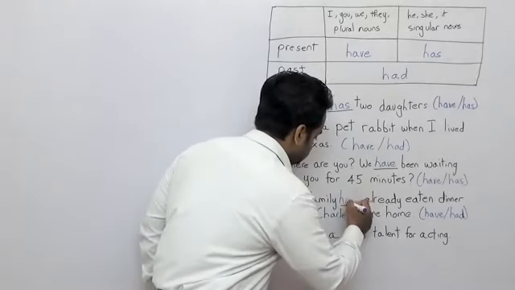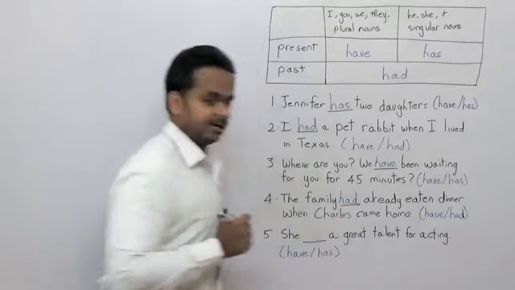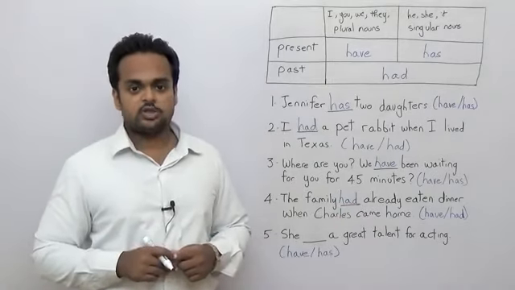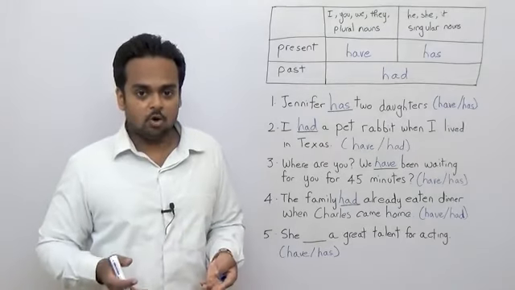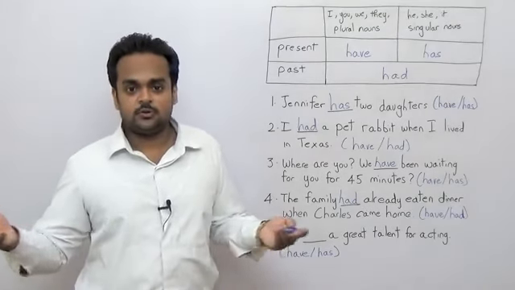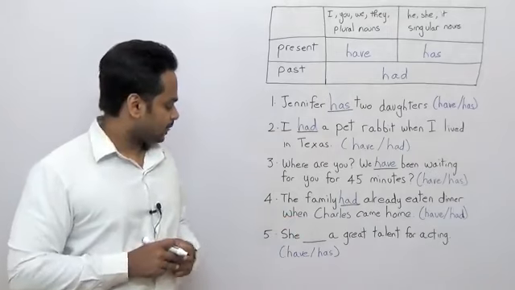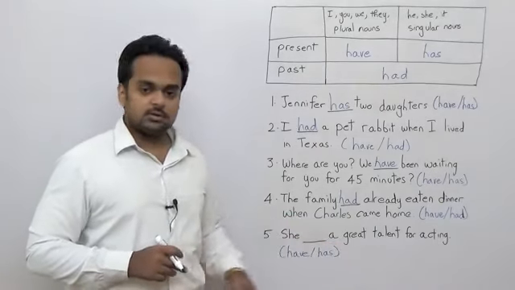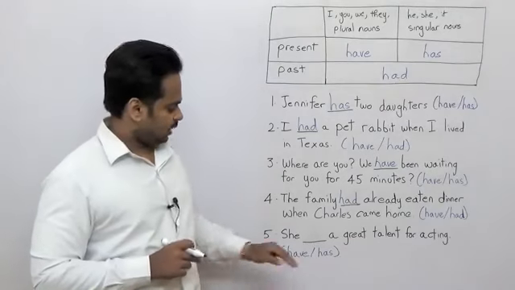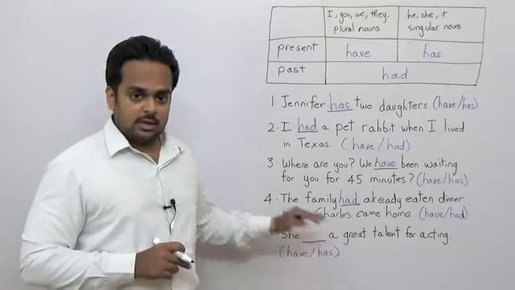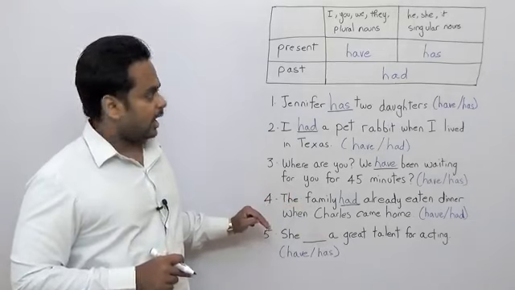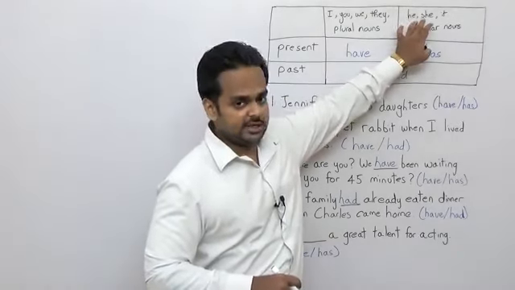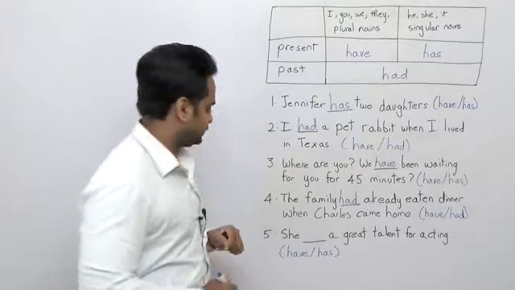Had. The family had already eaten dinner when Charles came home. So when he came home, dinner was finished. So no dinner for Charles. Number 5, she, blank, a great talent for acting. Have or has? This is in the present, and because we have the subject as she, we're going to use has.